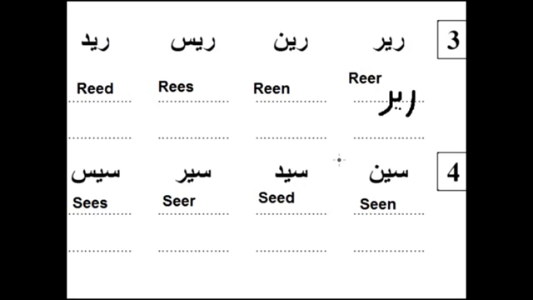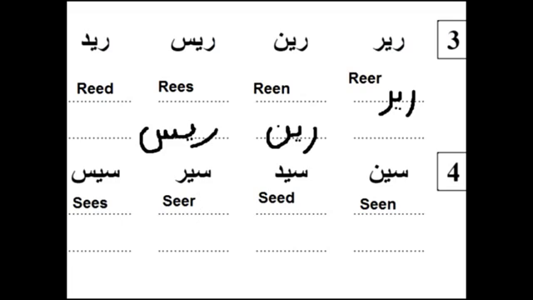The next one was reem. Reem. The next one is rees. Remember the roll on the ra, not rees. Rees. The ra, the ya, connecting to the seen. Then the 2 dots on the bottom of the ya.